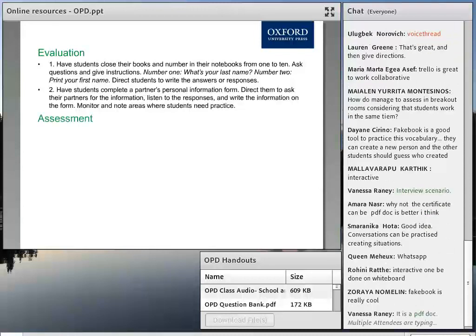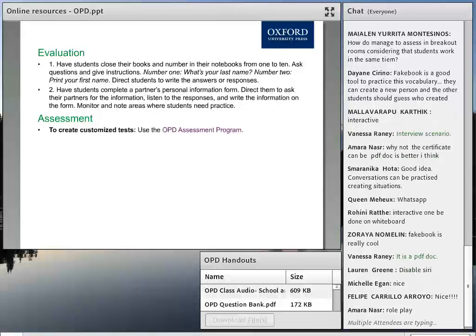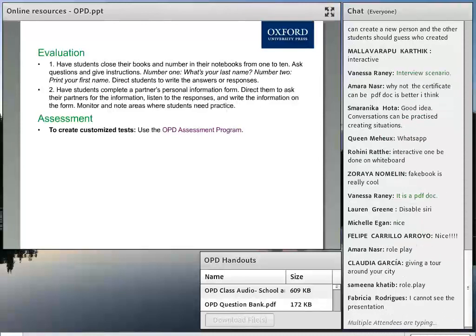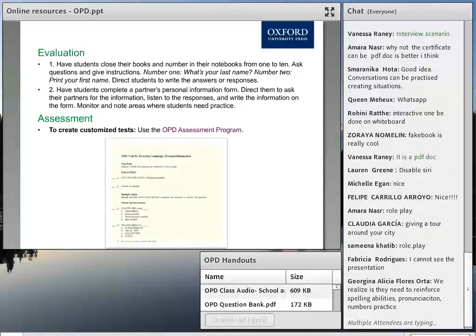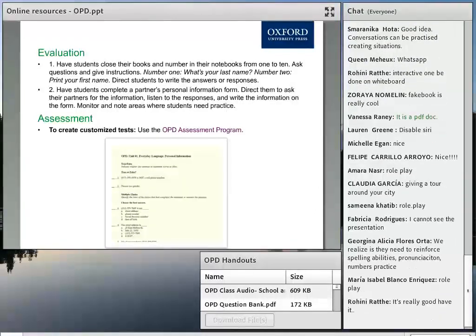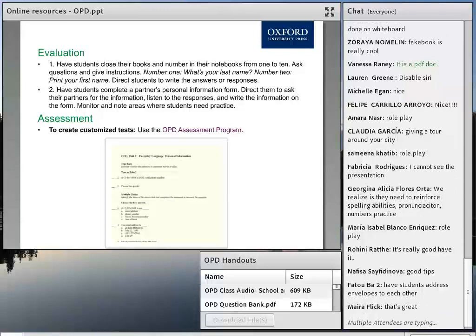Okay, so that's the evaluation. Finally, we would want to have some assessment. Fortunately, in the OPD Teacher Resource Center, you can find an assessment program. These are tests for every unit. These are Word documents, so the good thing is you can send these out over email. Of course, in a traditional class setting, you might print these out, but you can send these out over email.